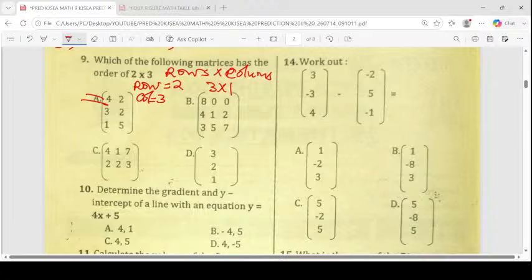3 columns. These are 2 by 3. The correct answer is not choice A, apologies. Choice A is a 3 by 2 matrix. Then choice D, how many rows? 3 rows times how many columns?